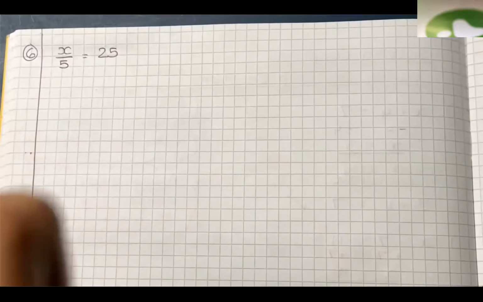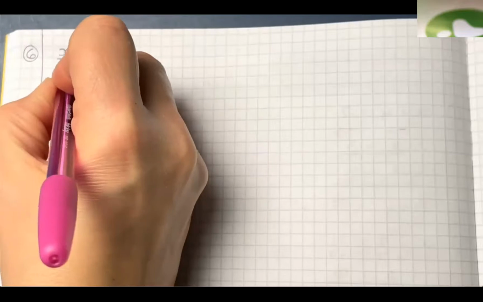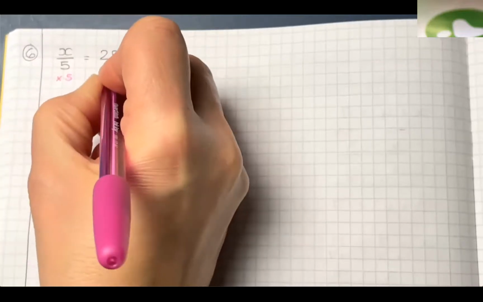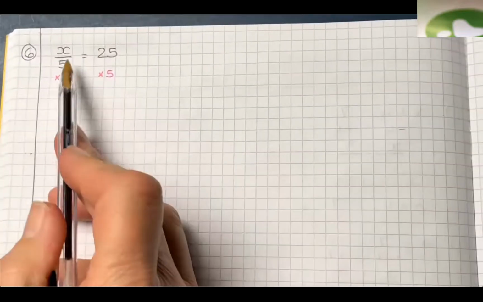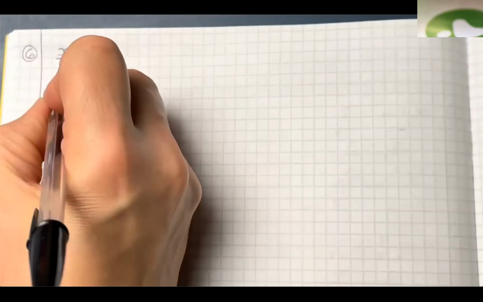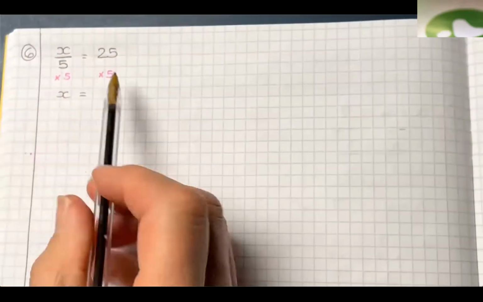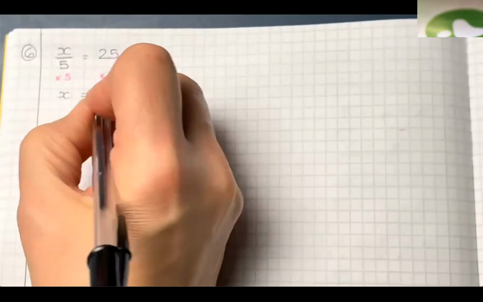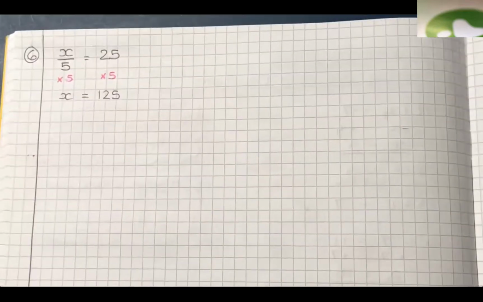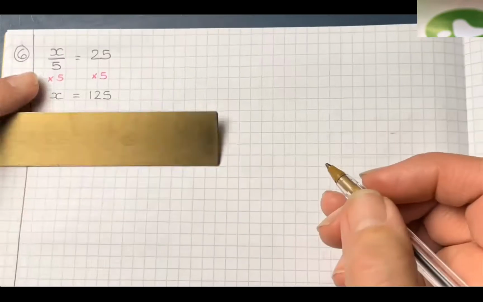I want the whole amount. So for the whole amount, I need to multiply by 5. X divided by 5 multiplied by 5 gives me just x on the left-hand side, and 25 multiplied by 5 gives me 125.